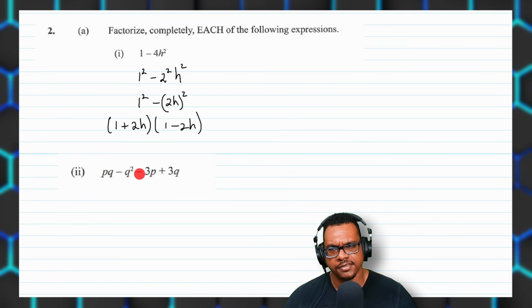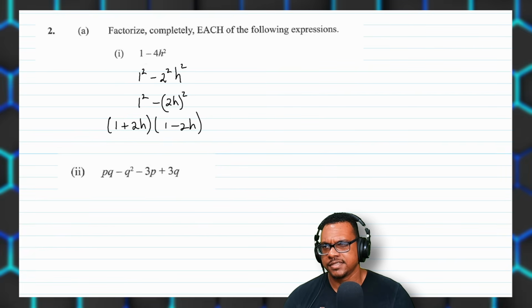All right, so moving on to part 2 of this question, we have pq, then take away q squared, then take away 3p plus 3q. Now, if you look at all four terms, the terms are separated by plus or minus signs. So 1, 2, 3, 4 terms. Is there anything common between all four? I'm looking here, q, no q, p, no p, 3, no 3s here. So nothing common between all four. So this would be a factorization by grouping.